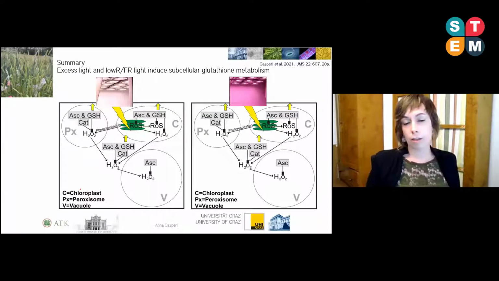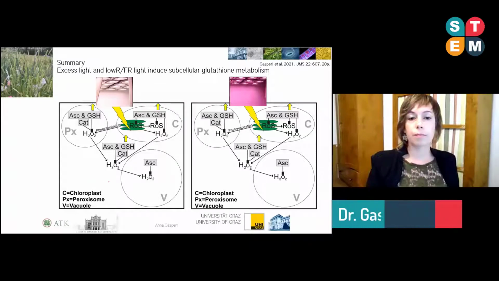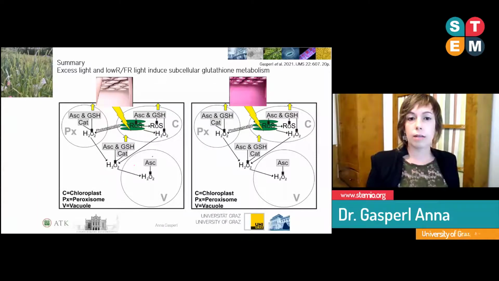And I'd also like to sum up our labeling experiments for you. You already know this scheme. We found that glutathione was increased in the same compartments as was found by our colleagues several years ago. But the difference is that we do not see any major changes at the ultrastructural level. And there is no major difference between high light and far red light treatment in wheat.